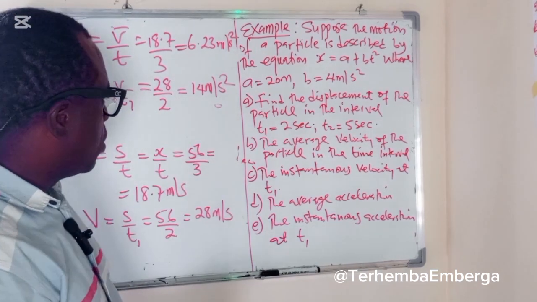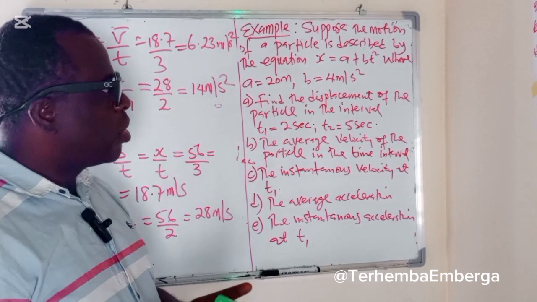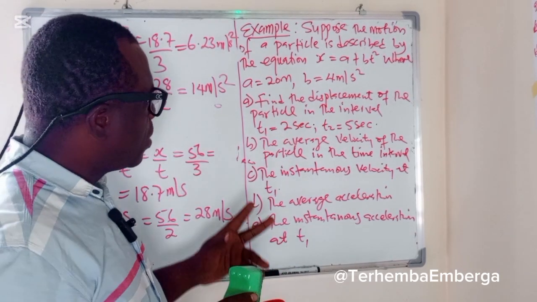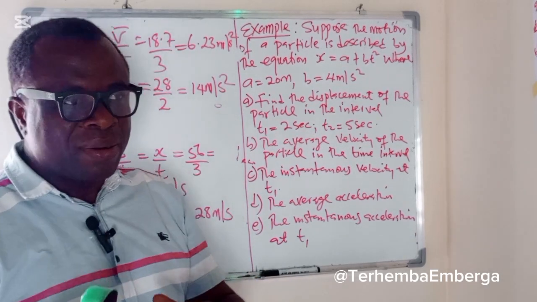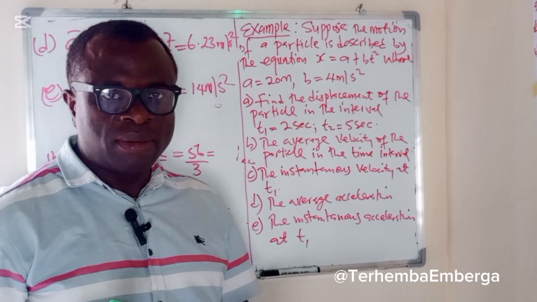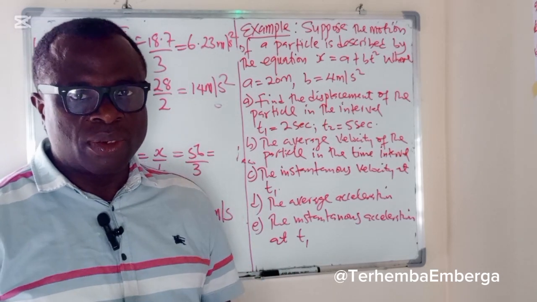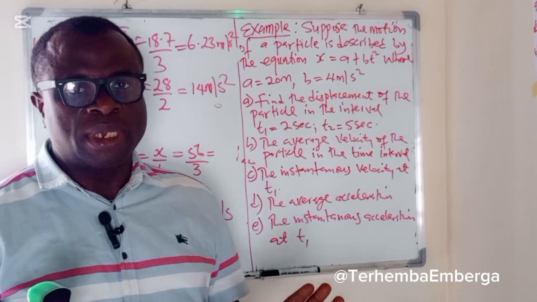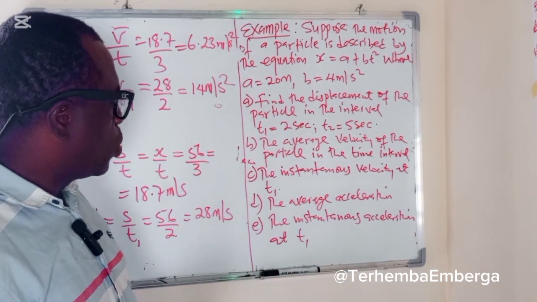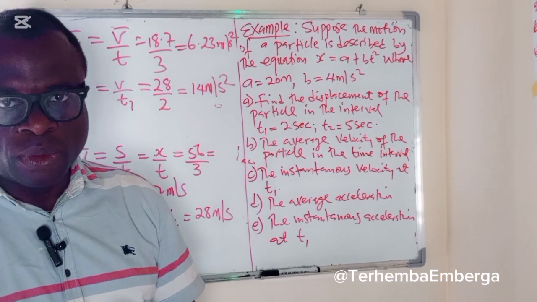So these are the values. Before we go, always know what the question is all about, what the question is asking. Is it asking you to calculate the average velocity, instantaneous velocity, the average acceleration, instantaneous acceleration? These are different concepts. So once you know what you are asked to do, then you approach it with precision.